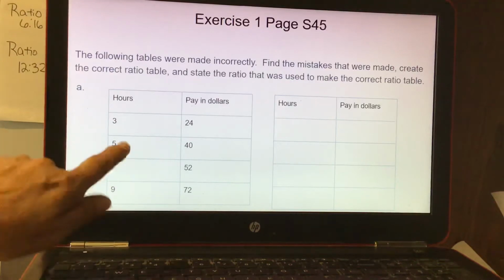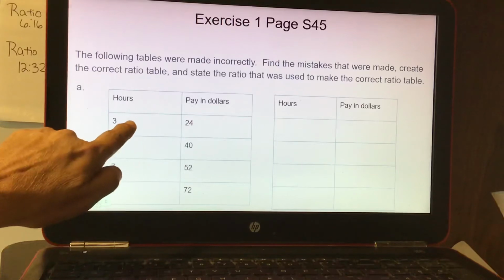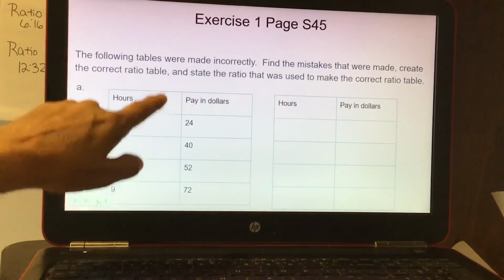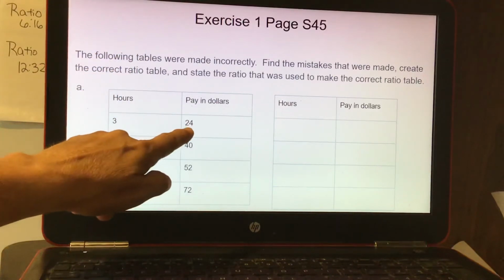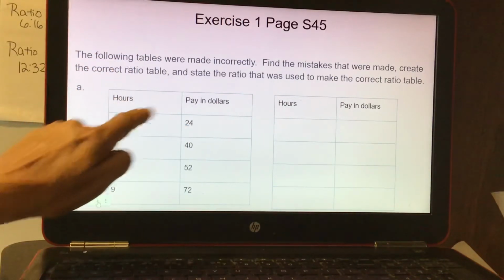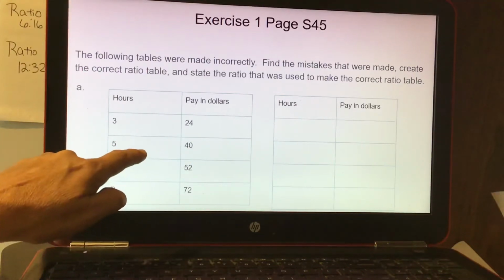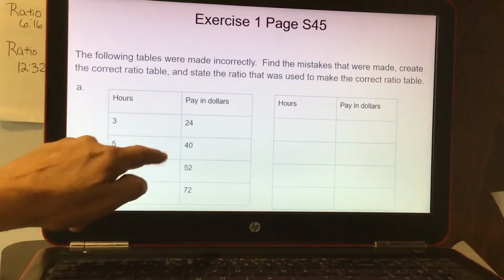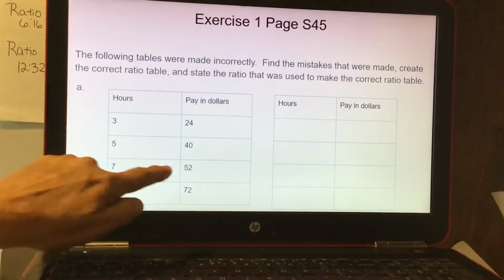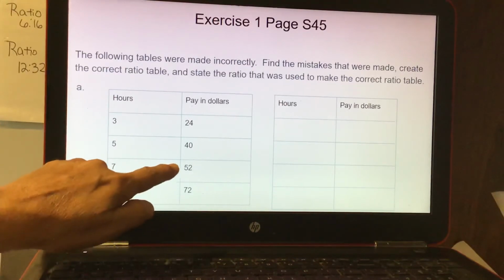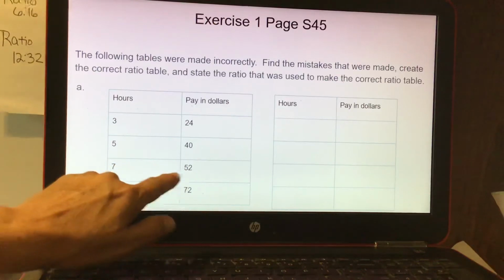All right, let's see. If I make this into a fraction, 3 over 24, I know I can reduce both numbers by 3. 3 goes into 3 once, and 3 goes into 24 8 times, so it's 1 to 8. How about this one? 5 over 40, we make it in a fraction. Divide both numbers by 5, so that would be 1 over 8 again. 7 over 52. Okay, so we found our error, right?